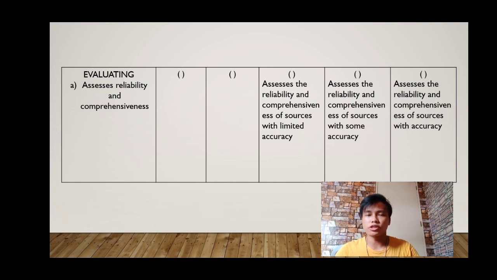An example of this is when making a research, the student can evaluate the related information he searched to see if it's reliable enough to add to his research. But they can only use limited accuracy, so they can't be sure enough if it's reliable or comprehensive enough. So the next category is the capable category.